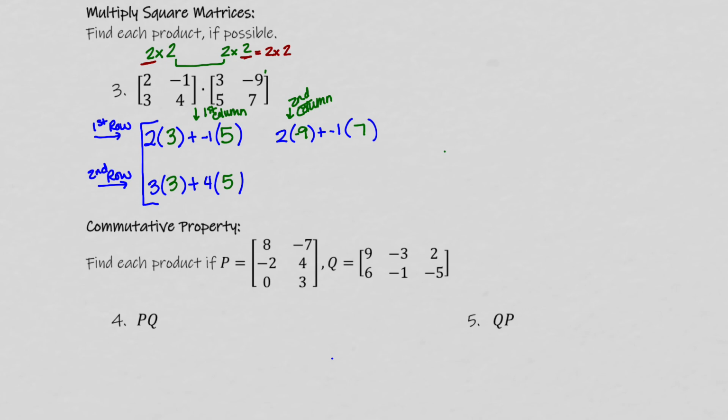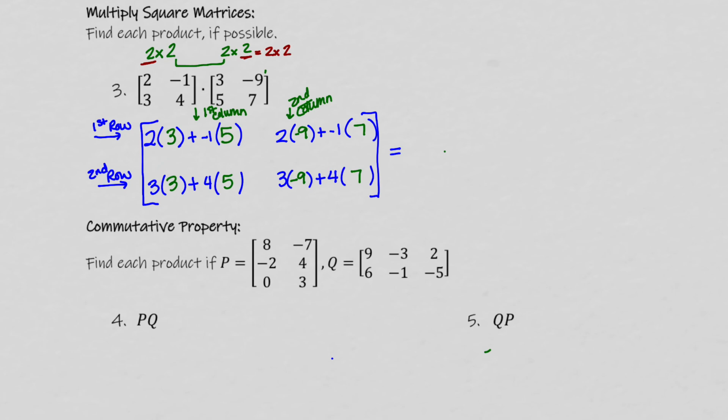I move down to the second row, so I need to use the second row of the first matrix, which is 3 and 4. And I'm still in the second column, so I use the second column of the second matrix, -9 and 7. And that's it. I've used my rows and columns, got my 2 by 2, and we multiply things together.